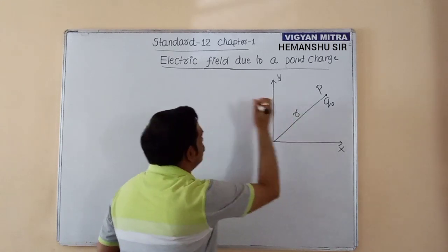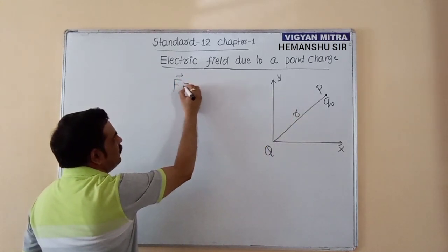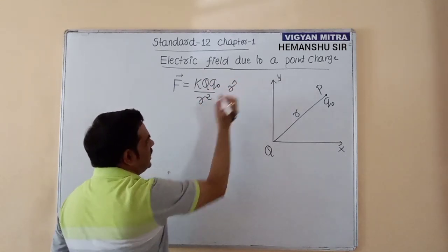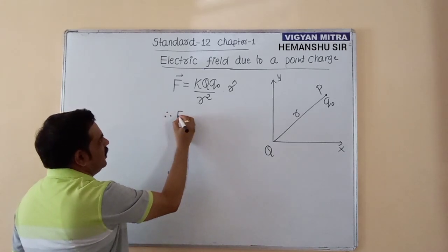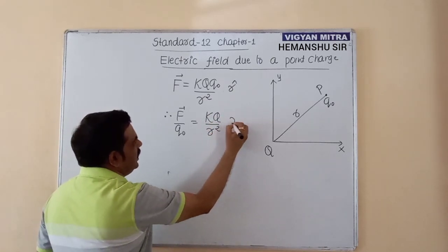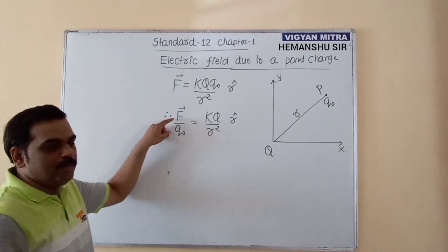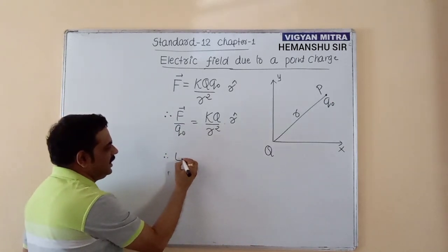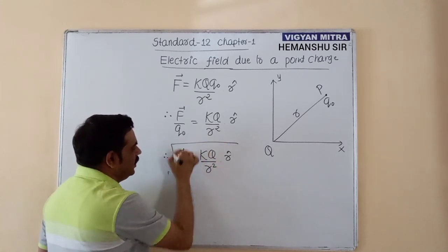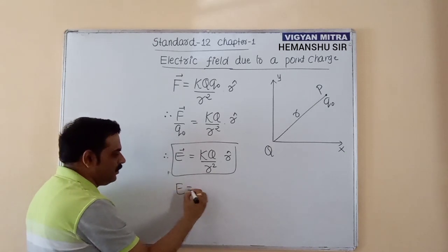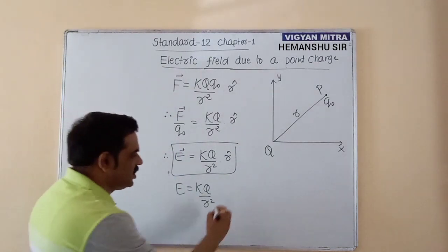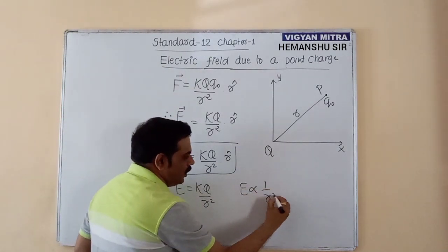Force between Q and Q0 is given by the equation F is equal to K Q Q0 divided by R square into R cap. Therefore, F divided by Q0 is equal to K Q by R square into R cap. But F by Q0 is the electric field or electric intensity. So E vector is equal to KQ by R square into R cap. The magnitude of electric field is given by E is equal to KQ by R square. Therefore, electric field due to a point charge is proportional to 1 over R square.